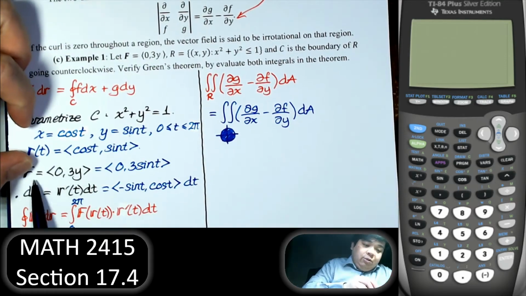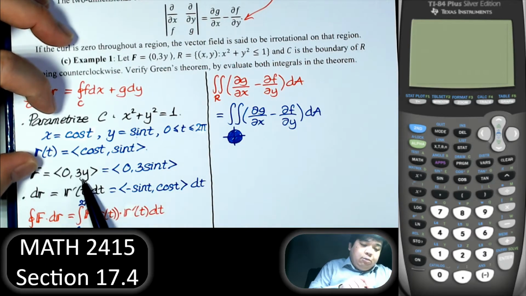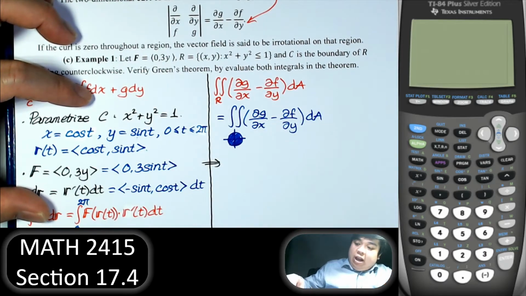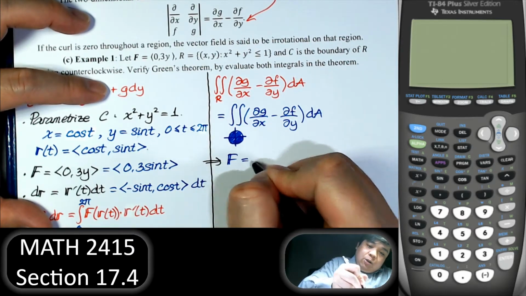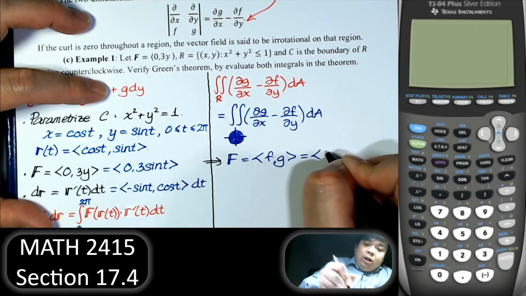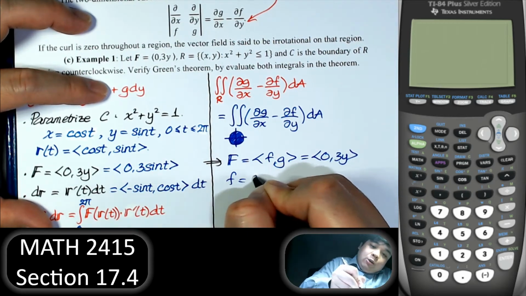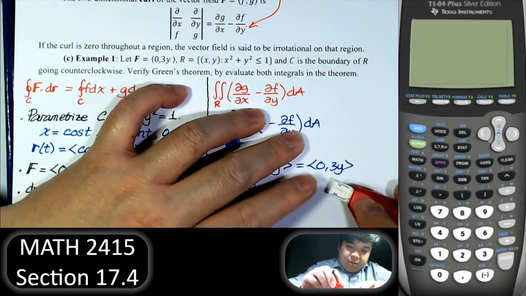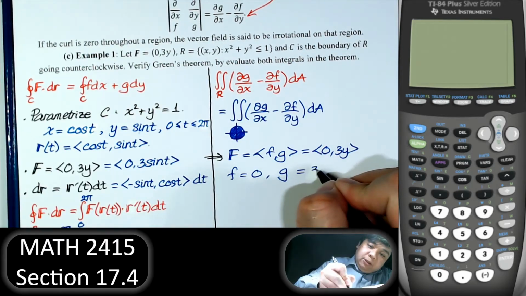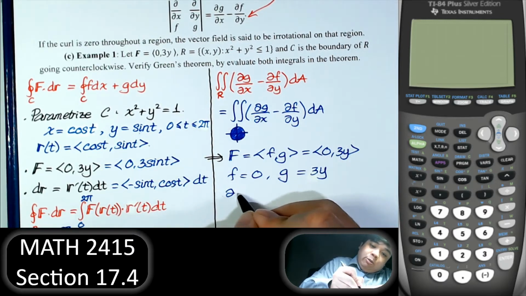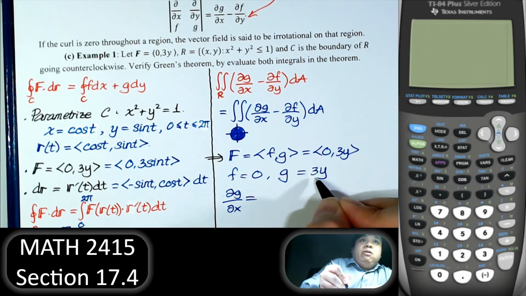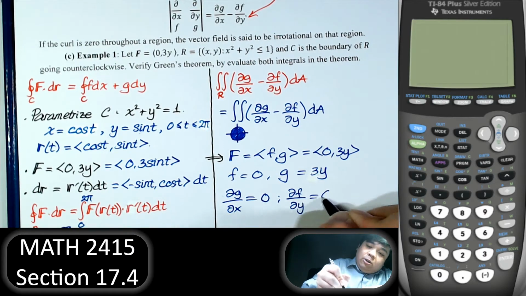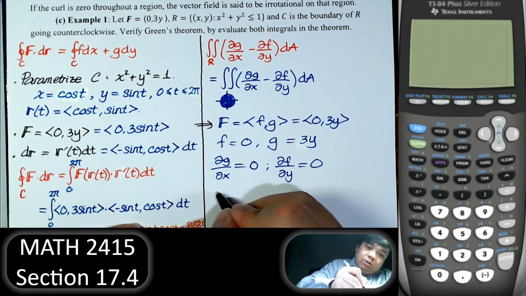Now, from the vector field here, we have the vector field F equal to f and g, 0 and 3y. So f is equal to 0 and g is equal to 3y. Then we can find the partial derivative of g with respect to x. The derivative of this with respect to x is 0, and the derivative of f with respect to y is 0. So finally we write this integral.